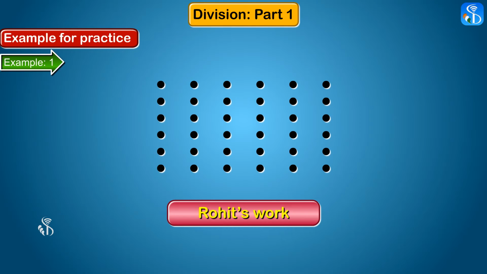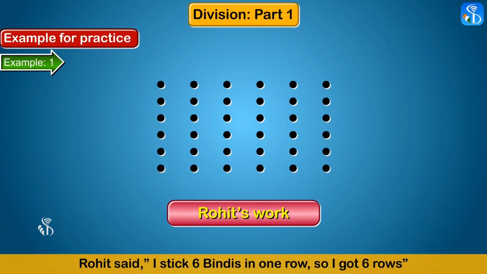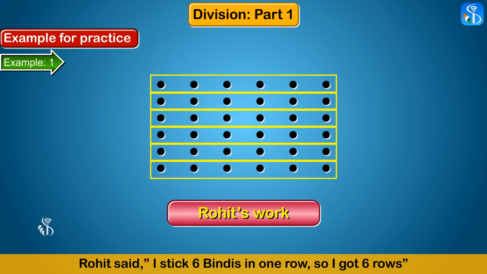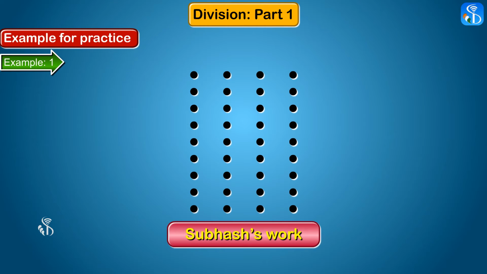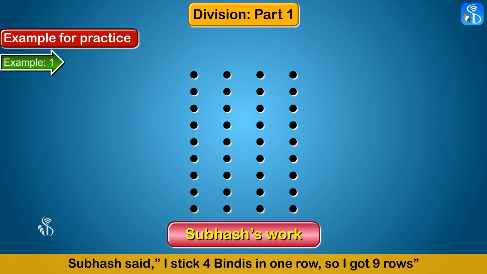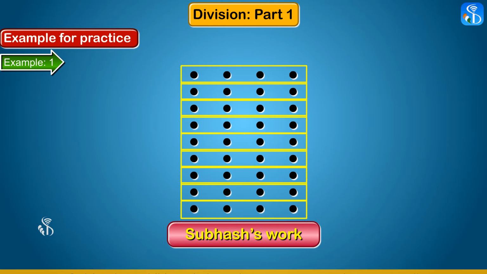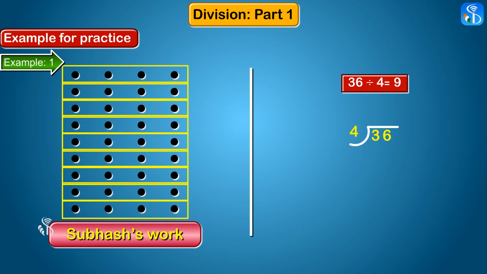were formed. Rohit's work. Rohit said, I stick 6 bindis in one row, so I got 6 rows. It means 36 divided by 6 is equal to 6. No bindi remained. Subhash's work. Subhash said, I stick 4 bindis in one row, so I got 9 rows. It means 36 divided by 4 is equal to 9. No bindi remained.